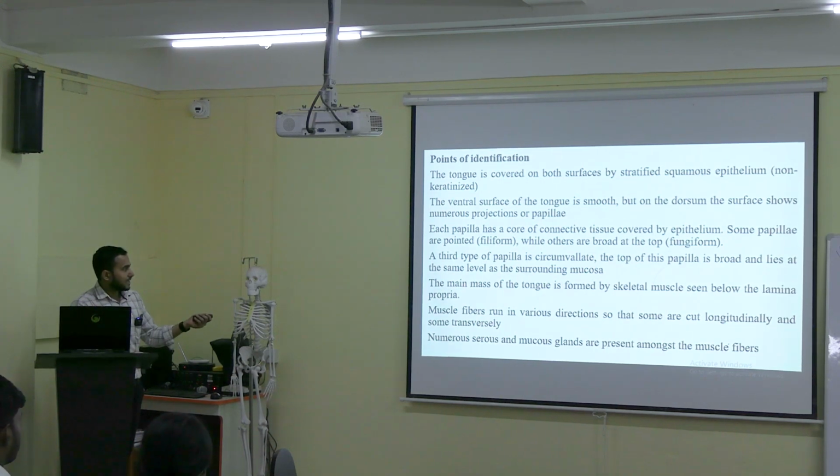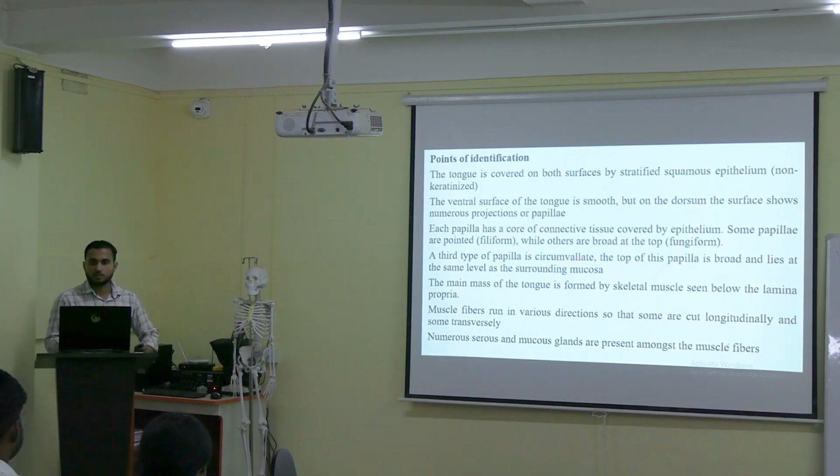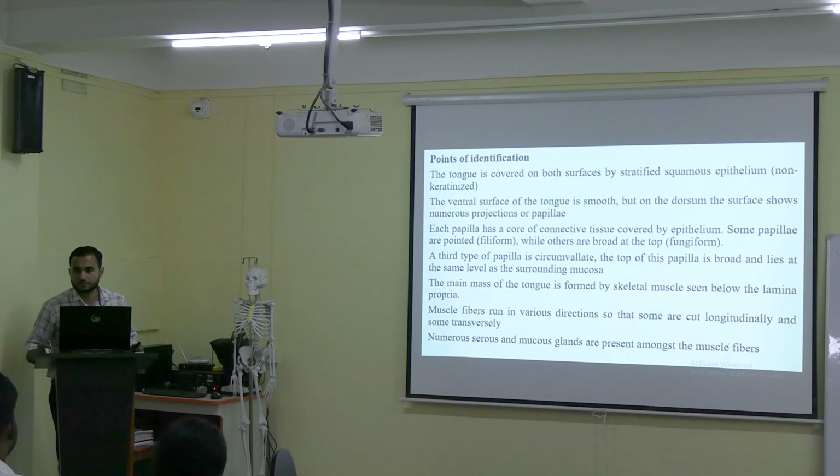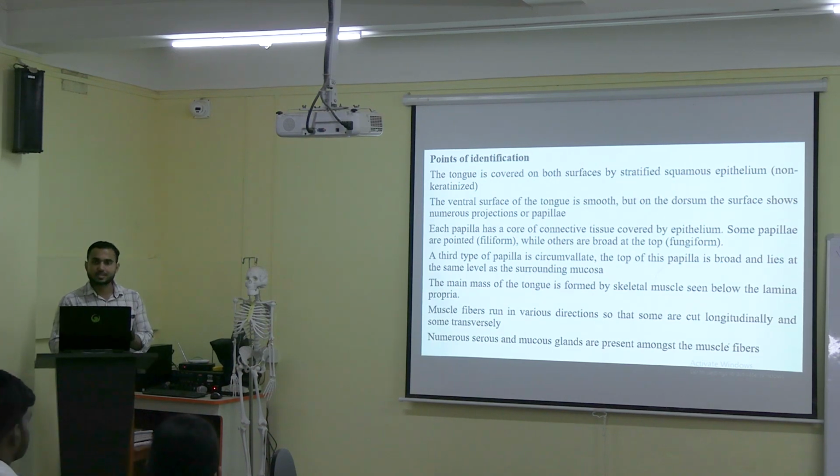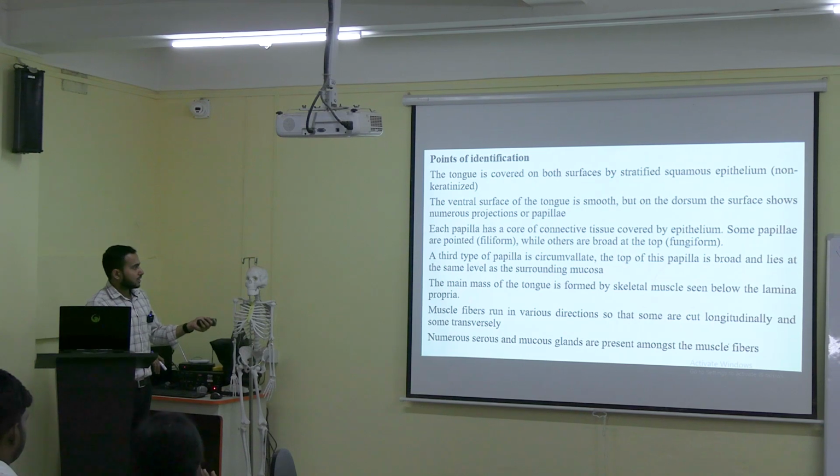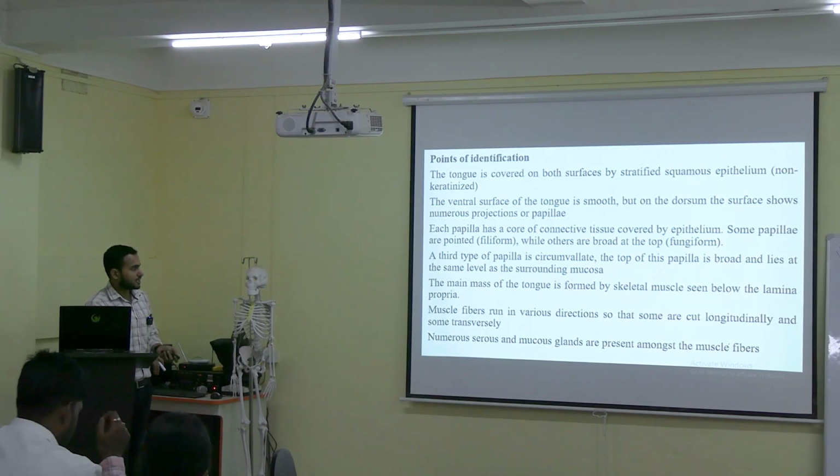Next, the main mass of the tongue is formed by the skeletal muscle. So in the beginning I have told you two different groups of muscles are present in the tongue. It is intrinsic muscle and extrinsic muscle. Total 8 groups of muscles are there. So the main mass is made up of skeletal muscles. Below that the lamina propria is present.